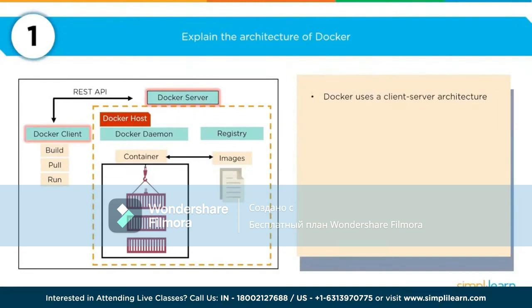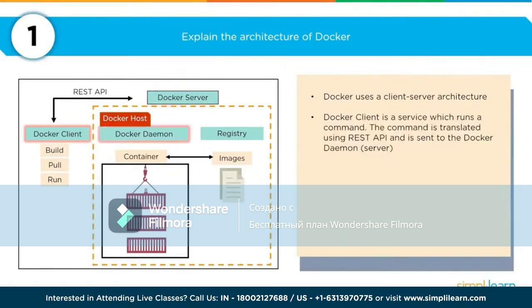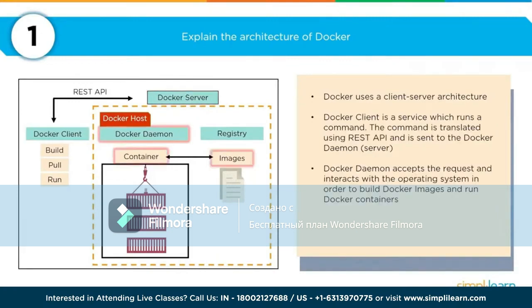And Docker really is the most popular containerization environment. So Docker uses a client-server architecture. The Docker client is a service which runs in a command line. And then the Docker daemon, which is run as a REST API within the command line, will accept the requests and interact with the operating system in order to build the Docker images and run the Docker containers.